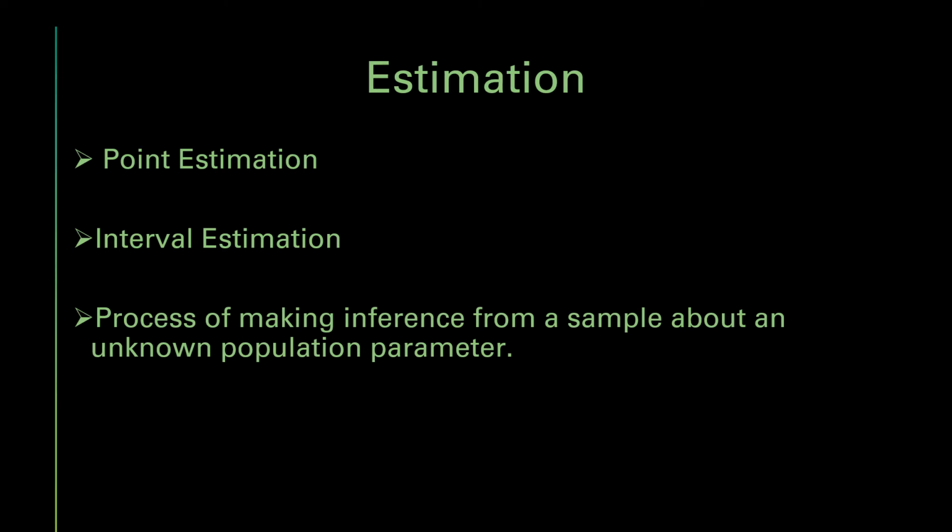The process of making inference from a sample about an unknown population parameter is also known as an estimation, because in statistics, we are trying to find the unknown parameter population value using the values of the small sample we have collected. That process is also called an estimation or inference.